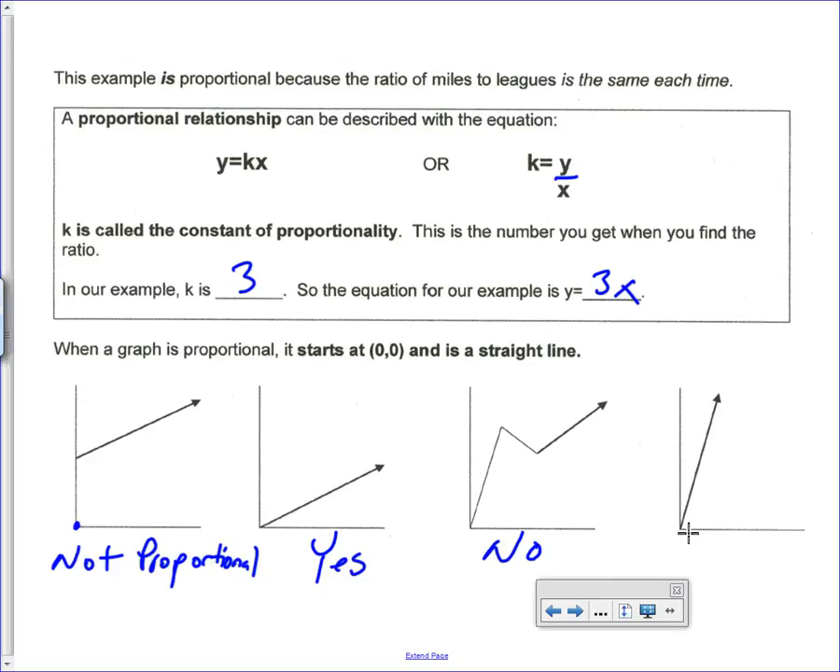The next one, does it start at 0, 0? Yes. Is it a straight line? Yes. So this one would be yes. So to be able to tell if a graph is proportional or not is much easier than a table. You just have to know whether it starts at 0, 0 and goes in a straight line, just like these two right here.